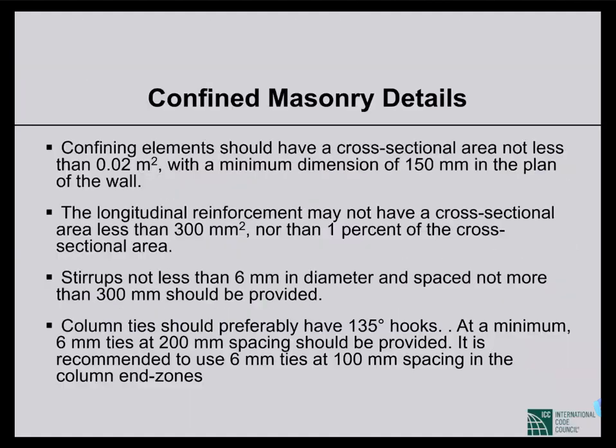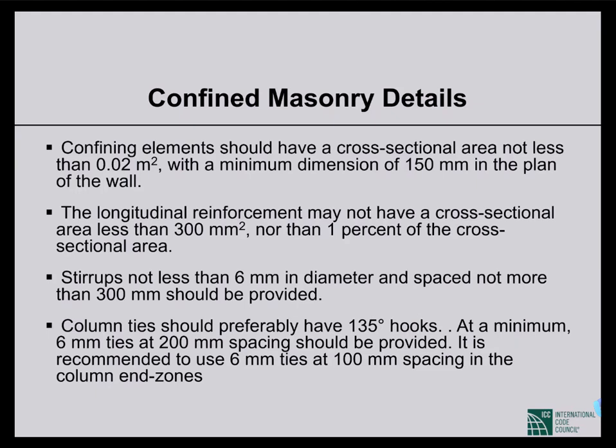So there are some more details for confined masonry construction. Confining elements should have a cross-sectional area not less than 0.02 meters square. Now, we say that we have to have a confining element, but what should be the area of the confining element? And what should be a minimum dimension? What percentage of reinforcement should be used?